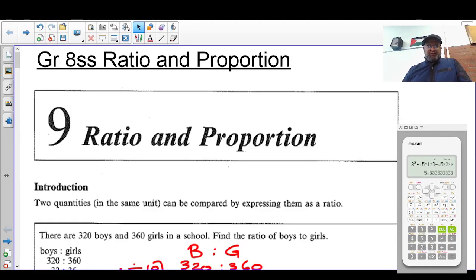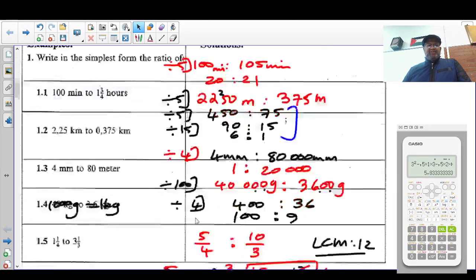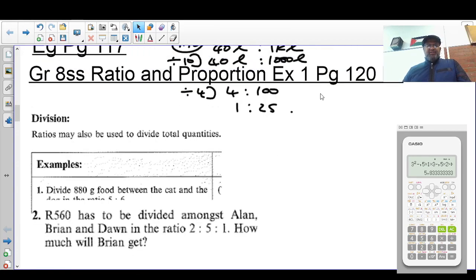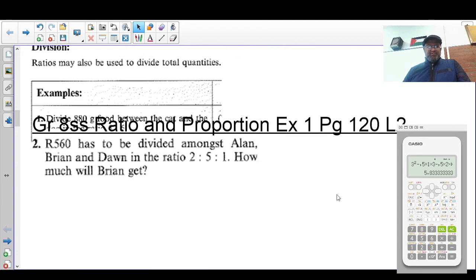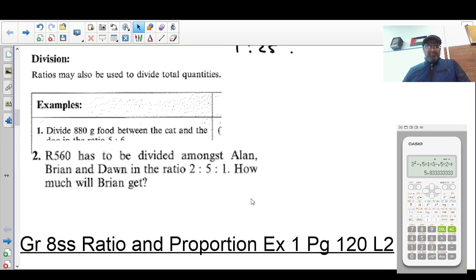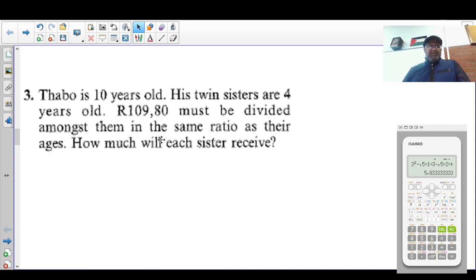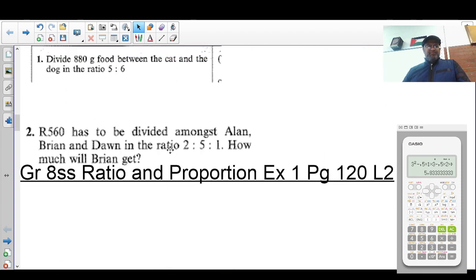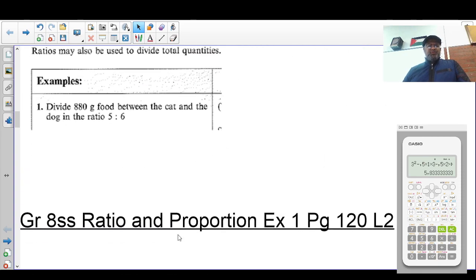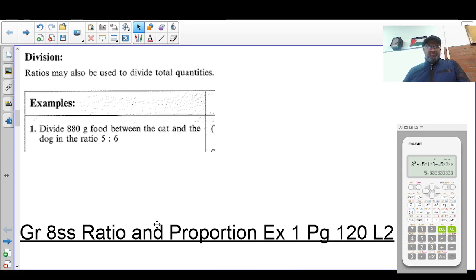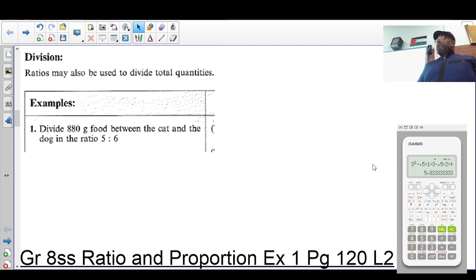Okay, good morning, class. So today we're looking at ratio and proportion. We're going to look at the second part of this lesson now. In our previous lesson, we just dealt with simplifying ratios. At this point, you have written down all the notes, so we can move a bit faster through this.